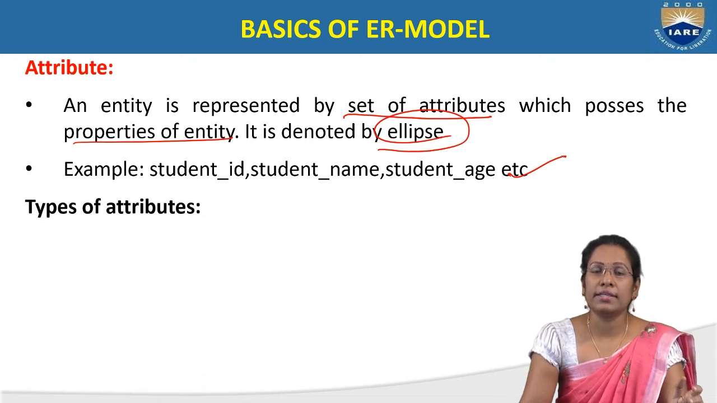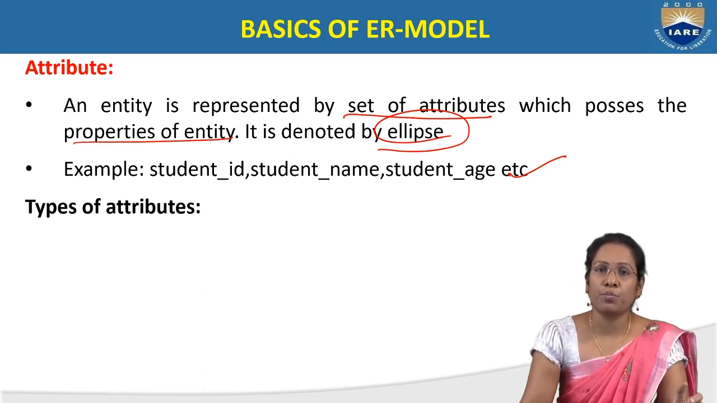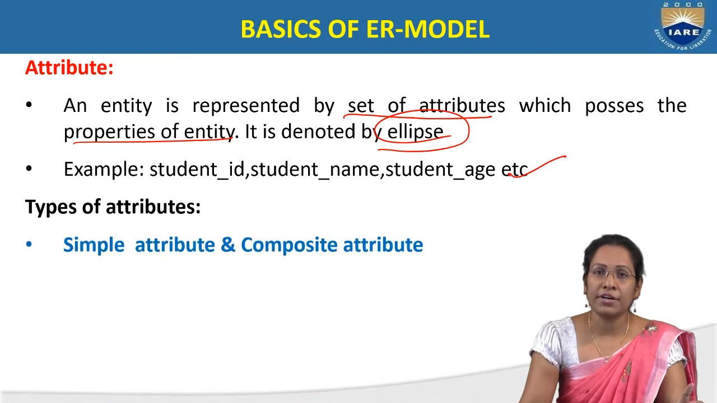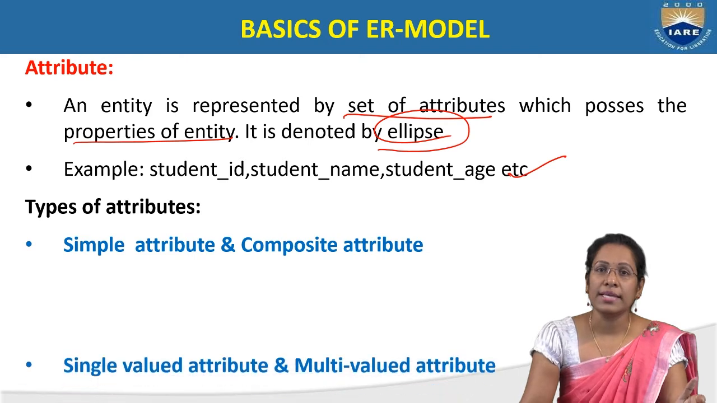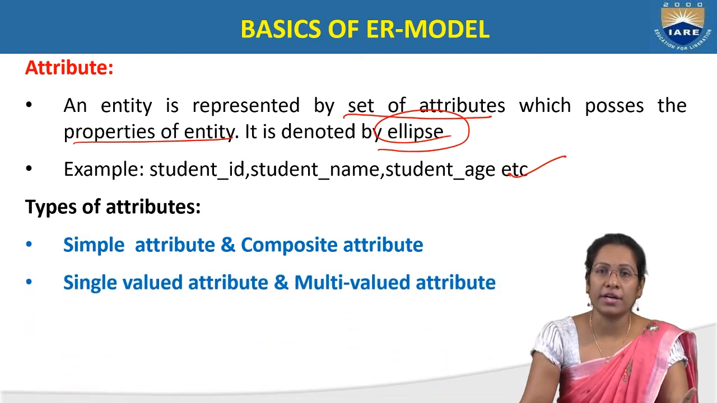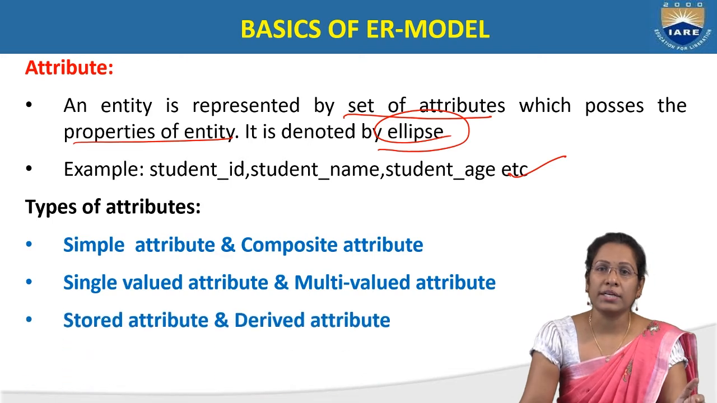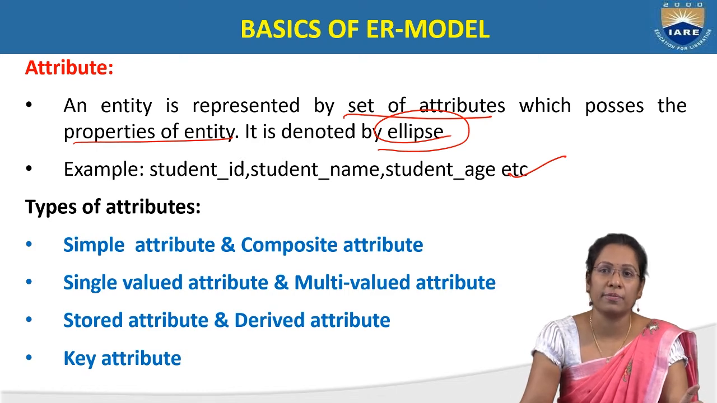Now let us see the types of attributes supported by the ER model. The first is simple attribute and composite attribute. The second is single valued attribute and multi-valued attribute. The third is derived attribute and stored attribute. And the fourth is key attribute. Now we will discuss each one in detail, what each attribute is and how they behave in a different manner.